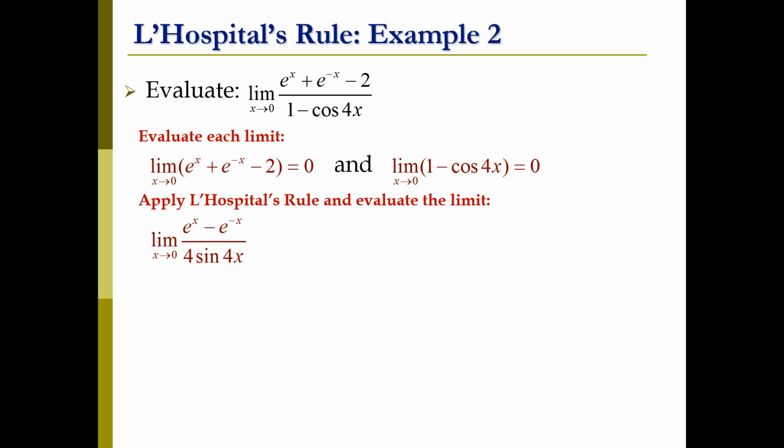Once again, let's go ahead and try to apply direct substitution. If we do so, we get e to the 0 minus e to the 0 over 4 times sine of 0.